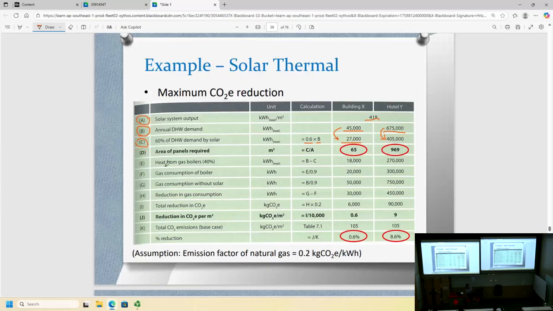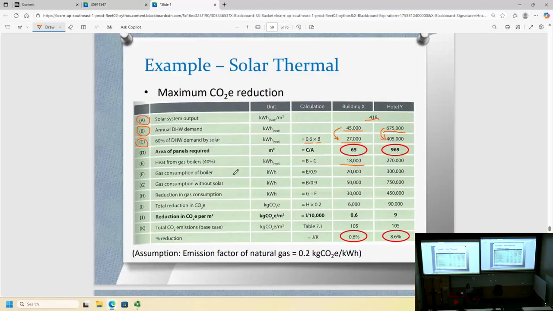Okay, next, the heat from the gas boiler. So the solar thermal collector can only provide 60% of the demand, and for the rest, we need the natural gas boiler. So the heat required from the natural gas boiler will be B minus C, which is 40% of the heating demand. Okay, so this is B minus C, and we have the heat to be provided by the natural gas boiler.